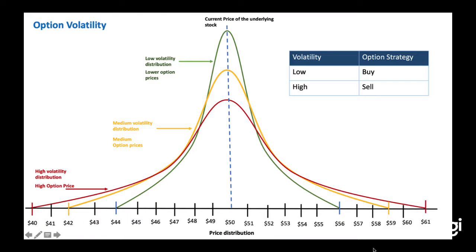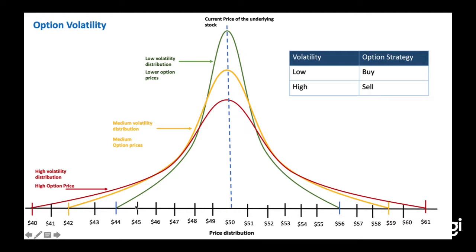Option trading. Today we'll talk about options and volatility. So this is a volatility or a standard deviation curve, as you can see. Currently the stock is at $50 and volatility is very low at this point. When the volatility is low, the standard distribution curve is centered toward the middle. As you can see here, the price really does not move too much.